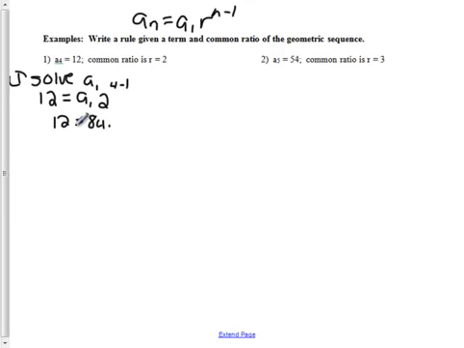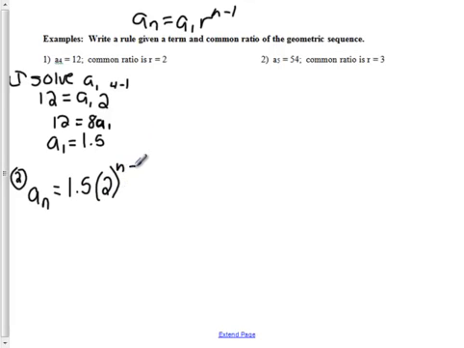What are we going to do? We want to get A1 all by itself. Well, just treat it like an x. So we're going to divide by 8. When we divide by 8, A1 equals 1.5. So now we have our first term and we have a common ratio. Plug it back into the formula. So a to the n equals A1 we found is 1.5. Our common ratio is 2. We are going to raise it to the n minus 1. This would be my rule.